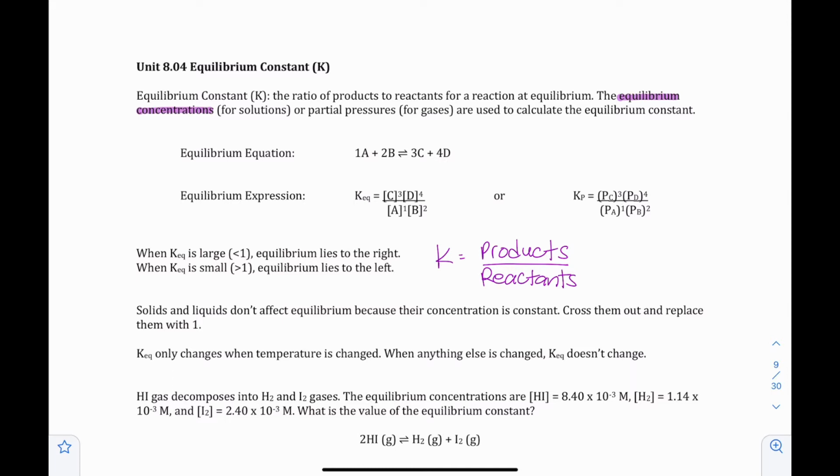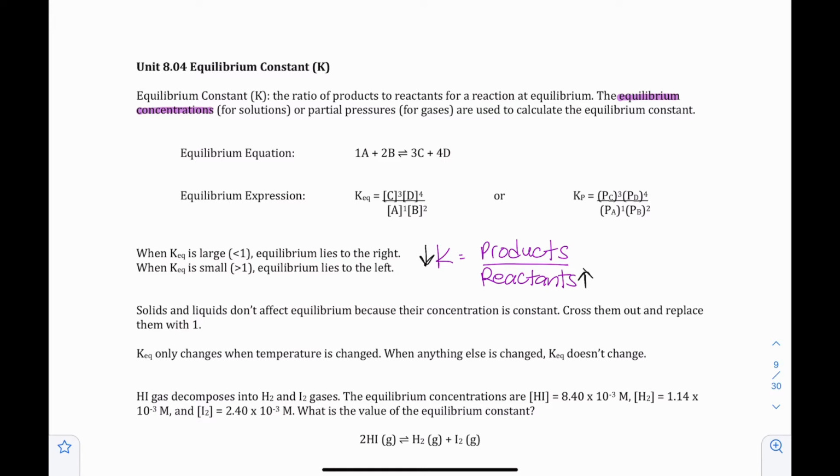Now, because K is products over reactants, when K is large, that means there are more products at equilibrium, and the reaction lies to the right. When K is small, that means that there are more reactants at equilibrium, and the reaction lies to the left. So when we calculate K, it tells us which direction the reaction lies at equilibrium.